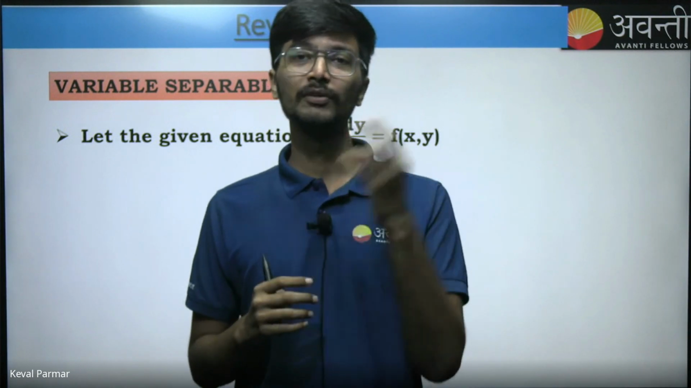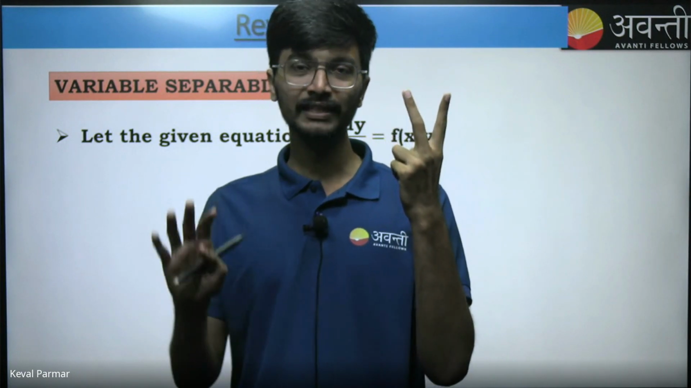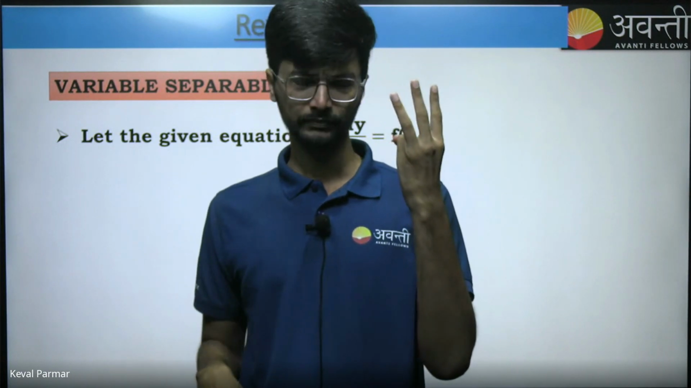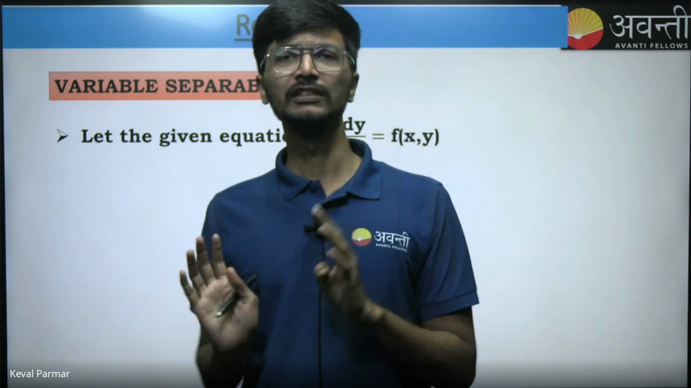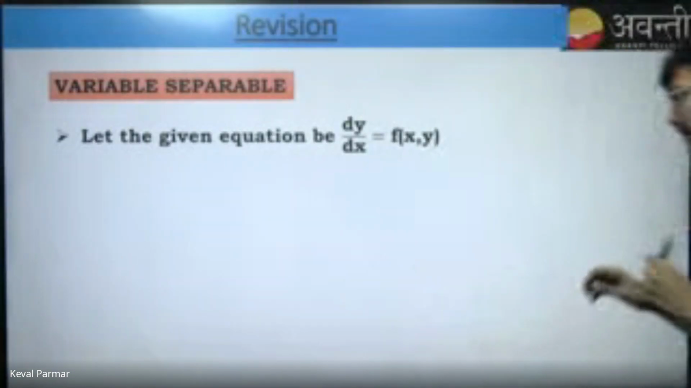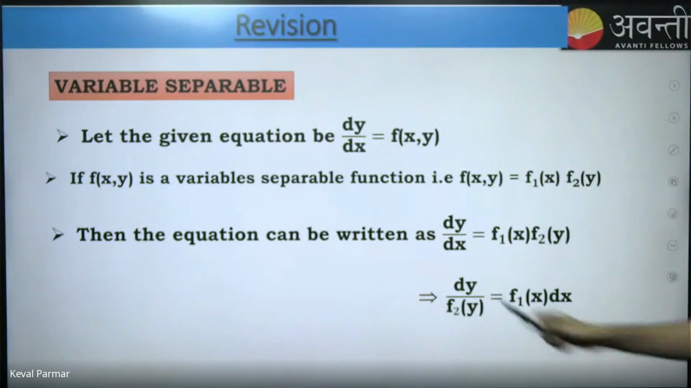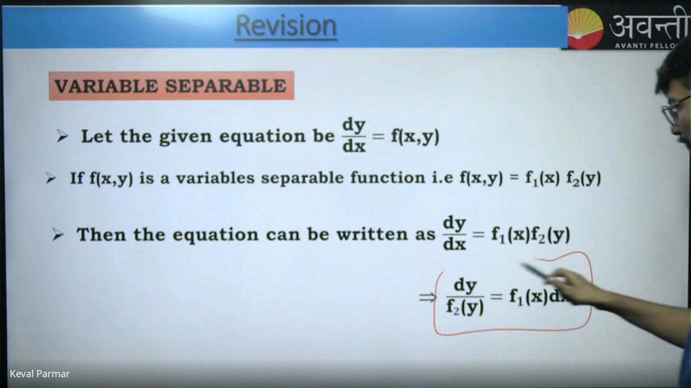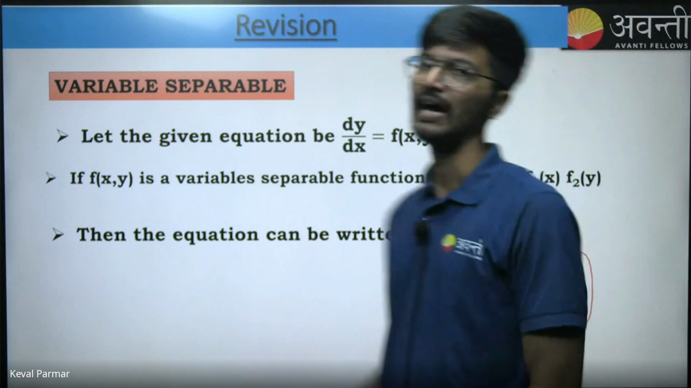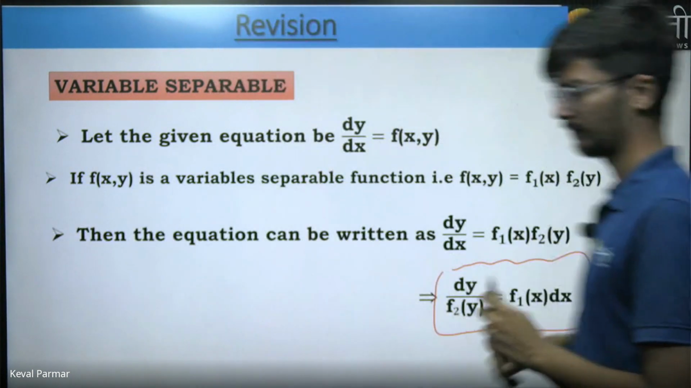Solution of differential equation has three parts: the variable separable form, the homogeneous differential equation, and the third one is linear differential. First is the variable separable. What does variable separable say, guys? Just take all the terms of x with dx and all the terms of y with dy. After doing that, integrate on both the sides.